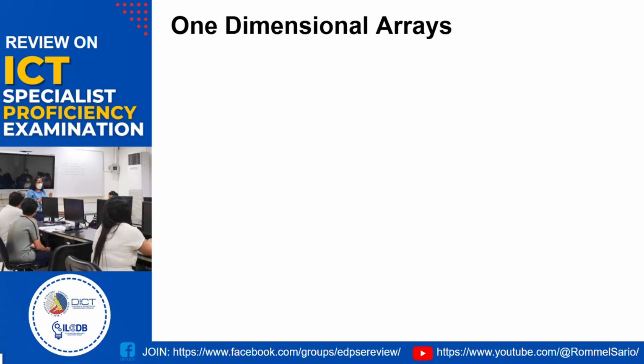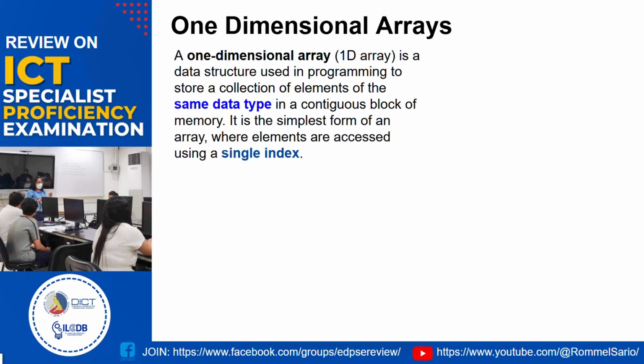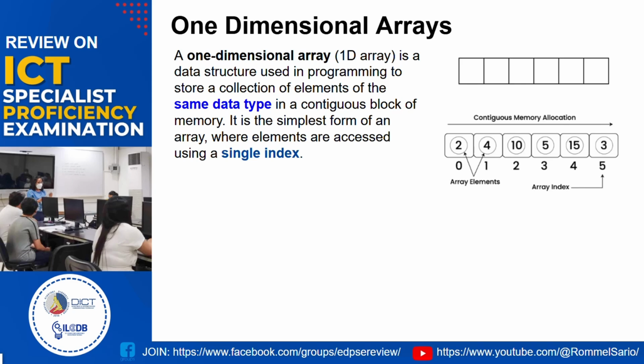Welcome to this presentation on one-dimensional arrays. A one-dimensional array, or 1D array, is a data structure used in programming to store a collection of elements of the same data type in a contiguous block of memory. It is the simplest form of an array, where elements are accessed using a single index.